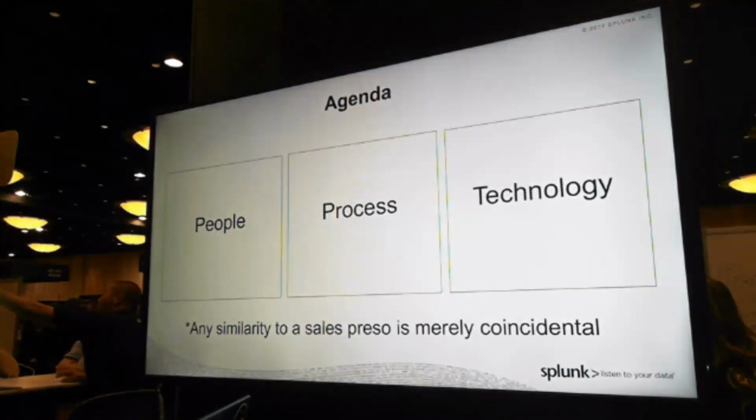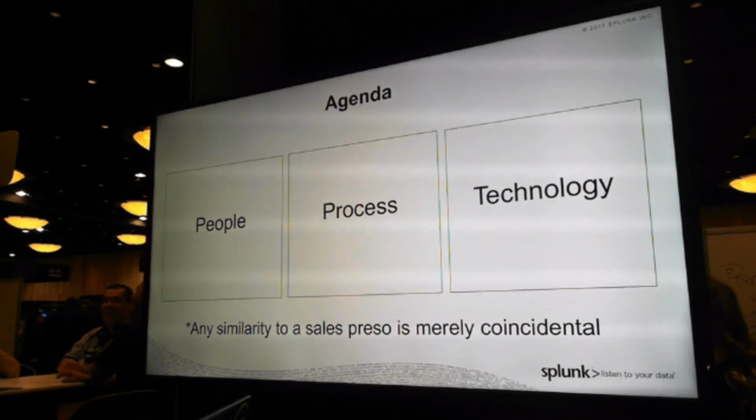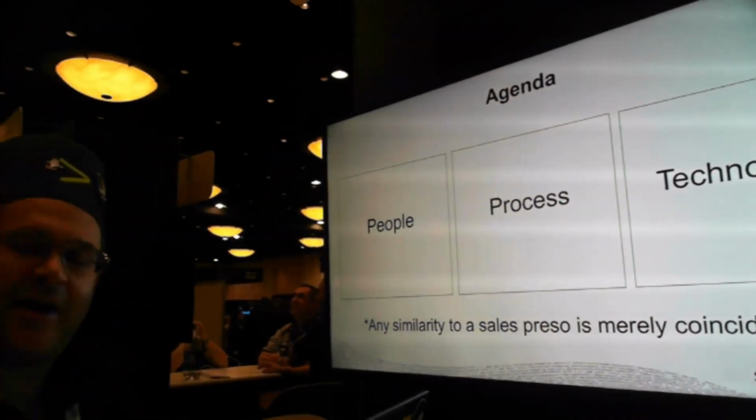All right, forward-looking statements. Everybody's seen this before. All right, so we're going to cover three topics today: people, process, and technology. And I apologize, this is not a sales presentation, but I might slip here and there.